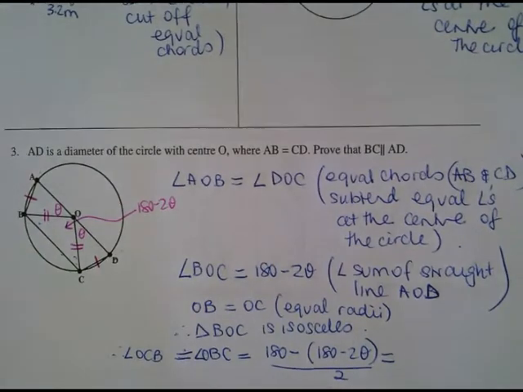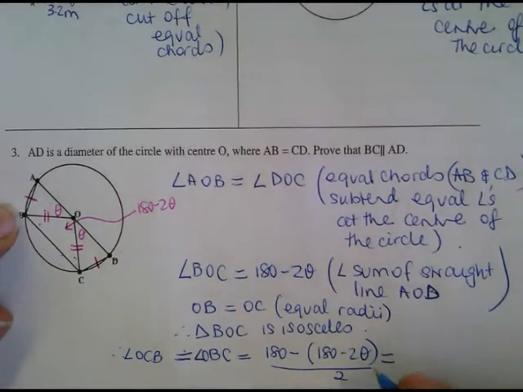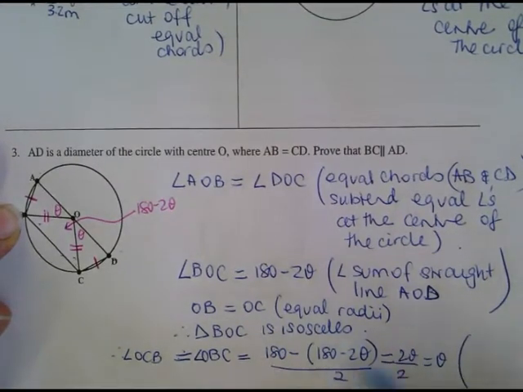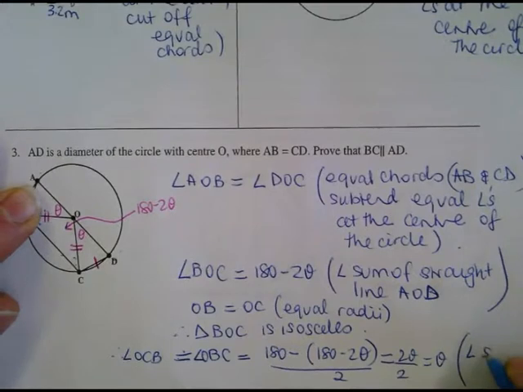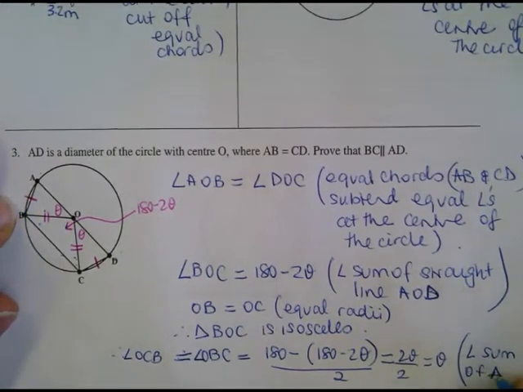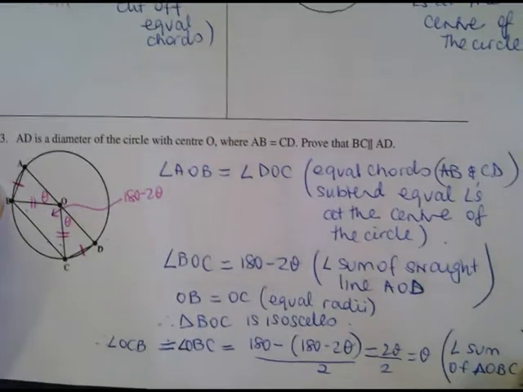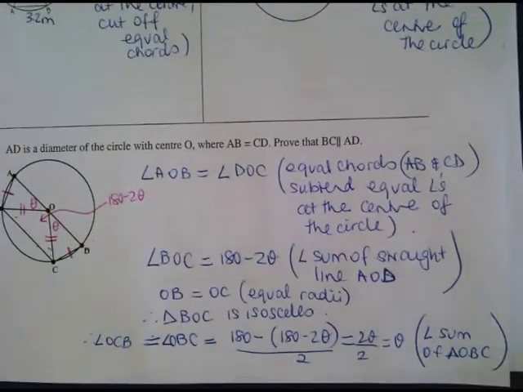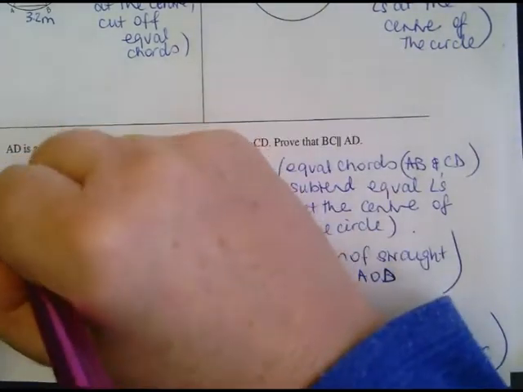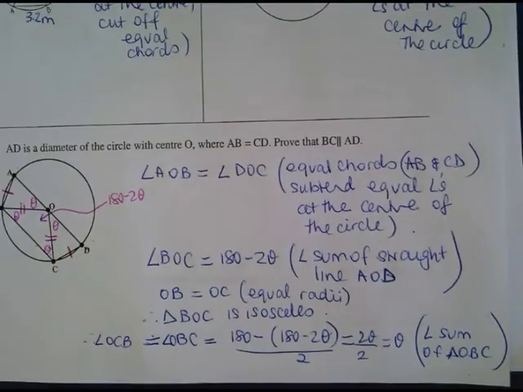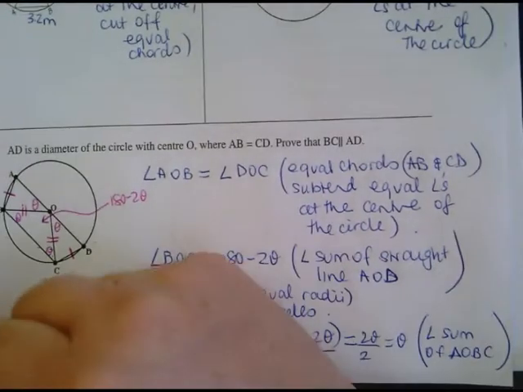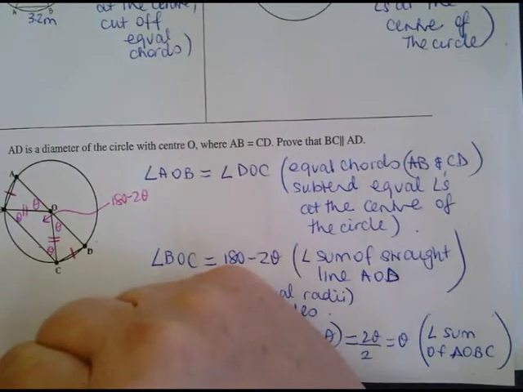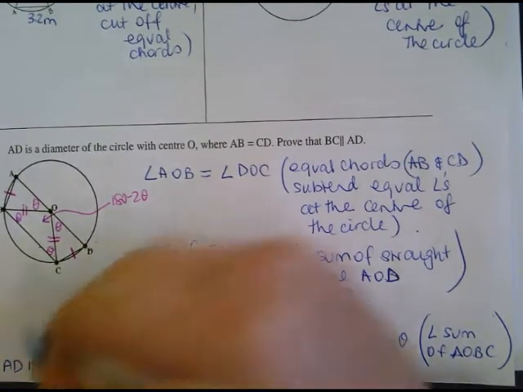Did you get that? What's the reason for this 180 minus business? Angle sum of triangle OBC. I could see three triangles there, so I need to say which triangle. So these are theta. Great. So therefore, I can prove that the lines are parallel. Therefore, AD is parallel to BC.